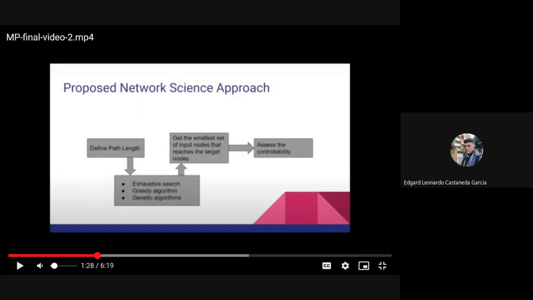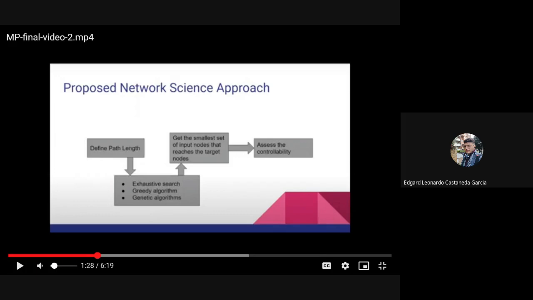They are not getting only the set of nodes, but also assessing the controllability. They use several methodologies to optimize that set, the greedy algorithm and the genetic algorithm that they are proposing as a better way to find this set. We used an exhaustive search because we needed to get the best set possible.